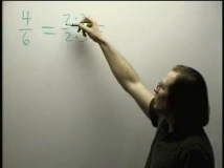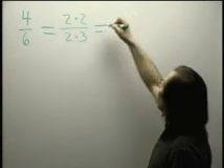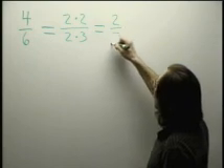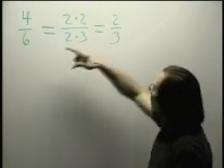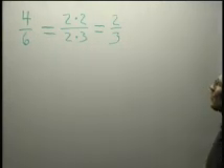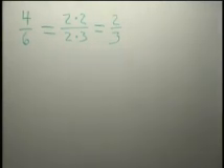This is sometimes called canceling. And so all that I have left is the 2/3. So 4/6 in lowest terms is 2/3. We can apply the exact same process to rational expressions to write them in lowest terms.